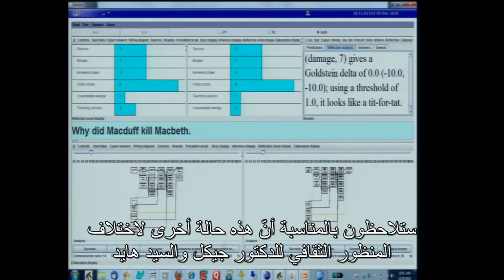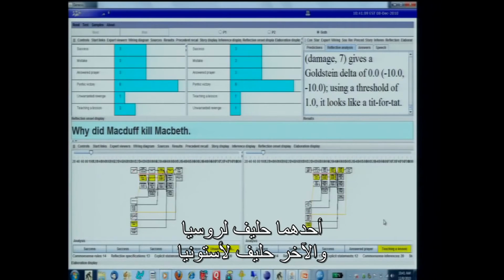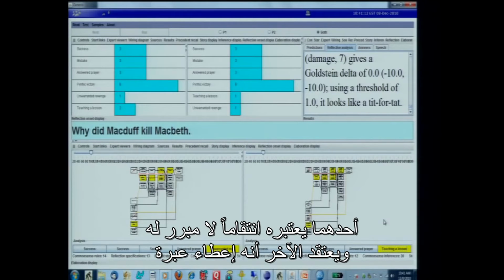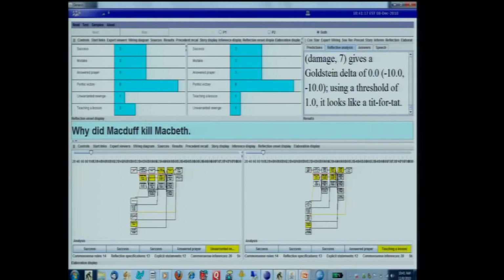And you'll note incidentally that this is another case of Dr. Jekyll and Mr. Hyde having different cultural perspectives. One's an ally of Russia and one's an ally of Estonia. One sees it as unwarranted revenge and the other sees it as teaching a lesson. So I don't know, what else have we got here?